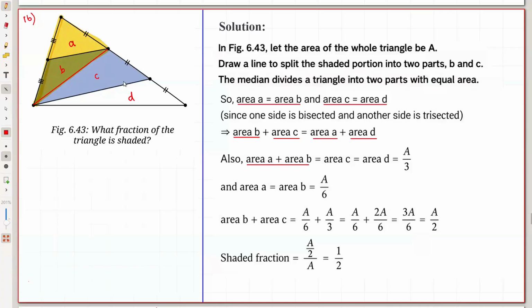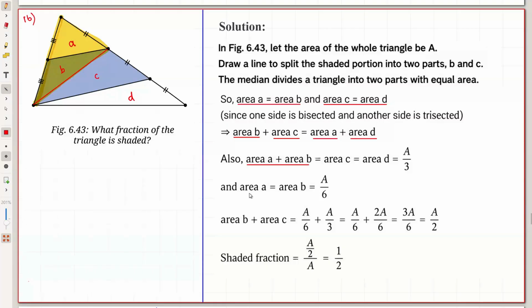Now we compare. So in total we have three triangles. The total area is A, as we have taken. So now A by 3. The total area of the triangle is A. We are just dividing by 3, three equal parts. The area of this A plus B is 1/3 of the area of the whole triangle.